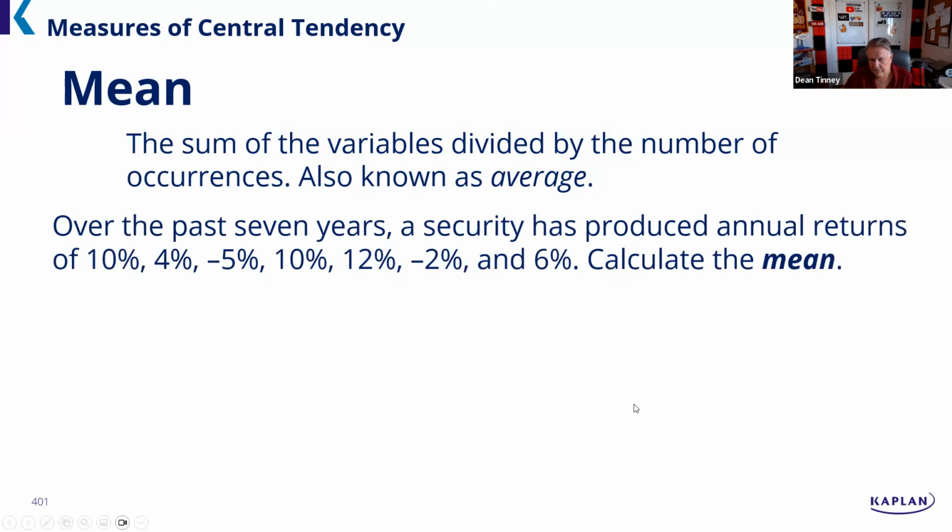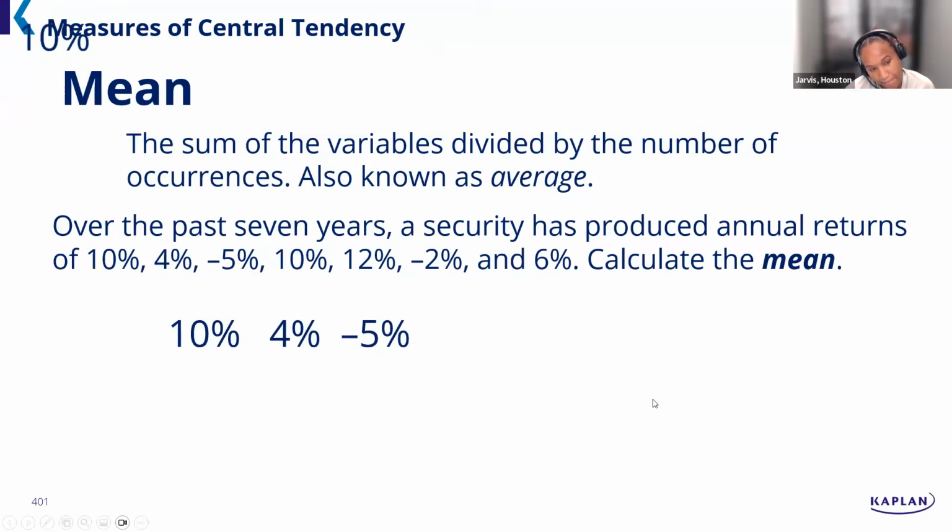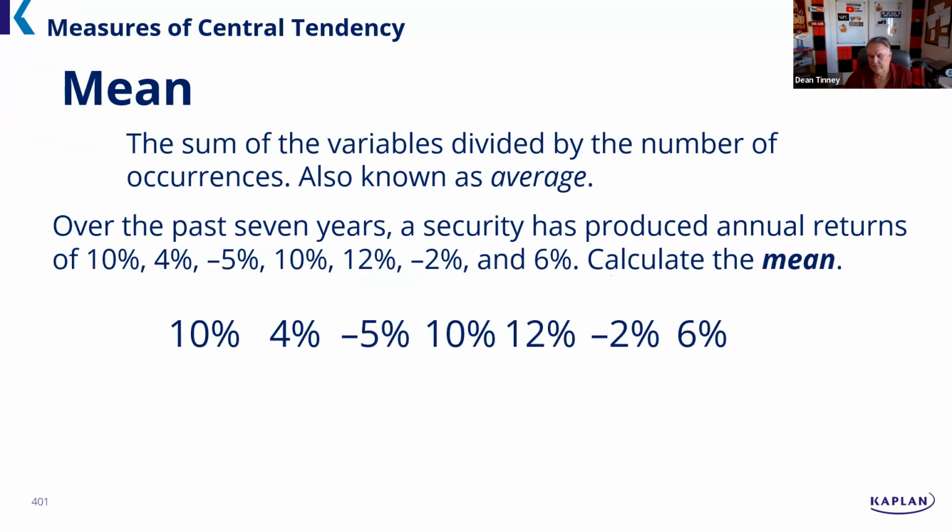So I would be prepared to do an average, particularly as it relates to dollar cost averaging. Over the past 7 years, a security has produced annual returns of 10%, 4%, negative 5%, 10%, 12%, 2%, 6%. Now, every once in a while, when I'm presenting this math, somebody will say, well, do the negative numbers count? I go, absolutely. If this is your stock or your portfolio, when it goes down, that counts. So now what we're simply going to do is add up all these numbers, and then we divide by the number of things that are there.